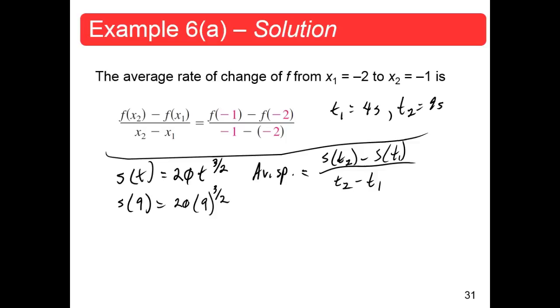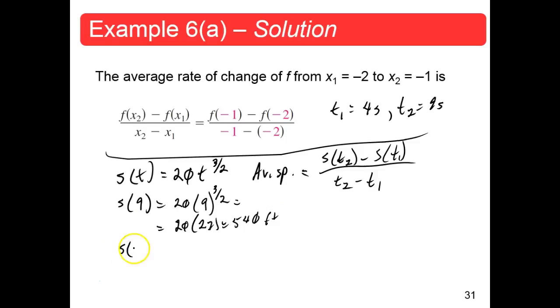And what is that? Say again? 27. Boy, do it all in one bite. Because the square root of 9 is 3. 3 cubed is 27. So this is 20 times 27, and that is 540 feet.